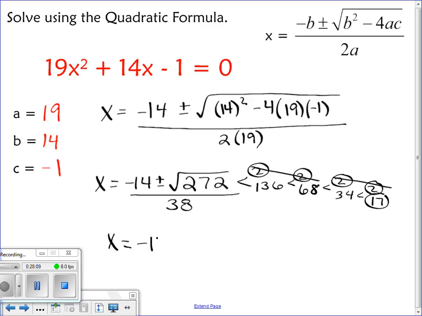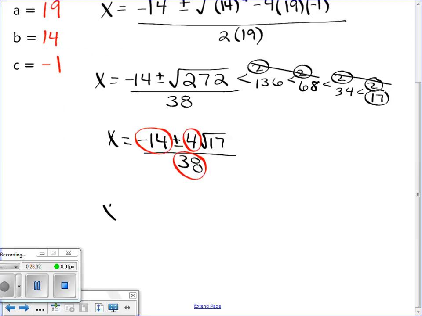So x equals negative 14 plus or minus. This will turn into 4 radical 17 all over 38. Hey, we can divide. When I go to simplify, you guys, I need you to stick this in your head. I need all 3 numbers can be divided by 2. So x equals negative 14 divided by 2 plus or minus 4 divided by 2, radical 17, all over 38 divided by 2, 19.